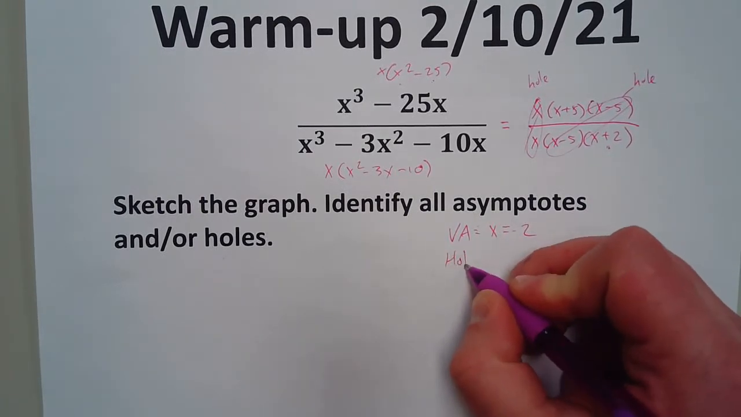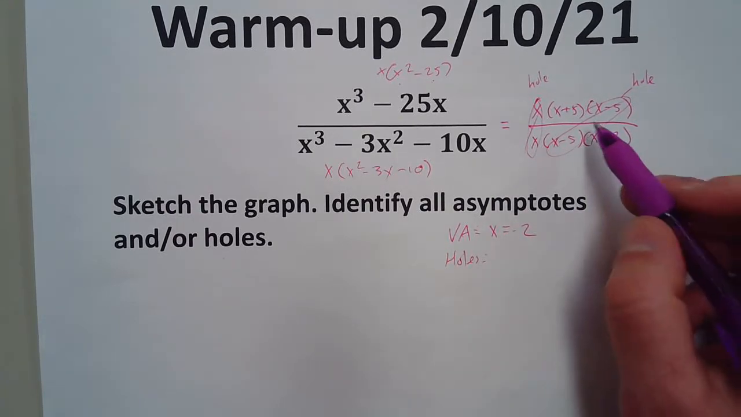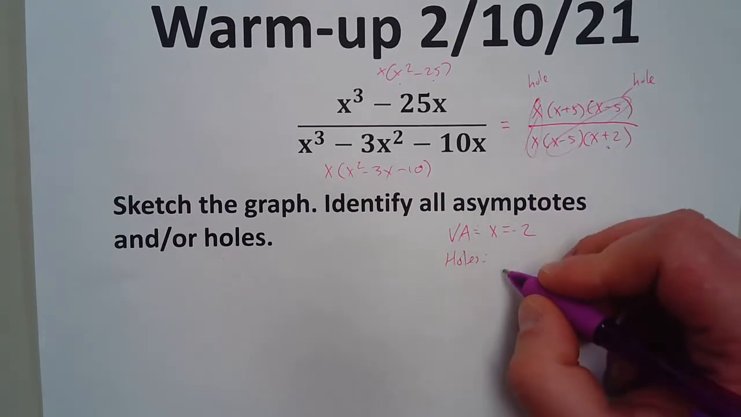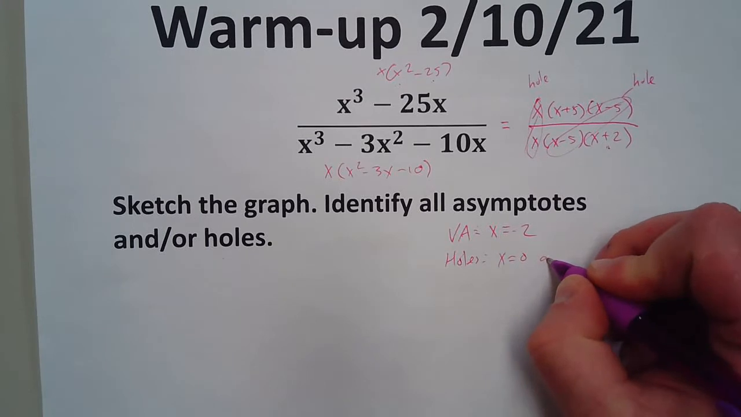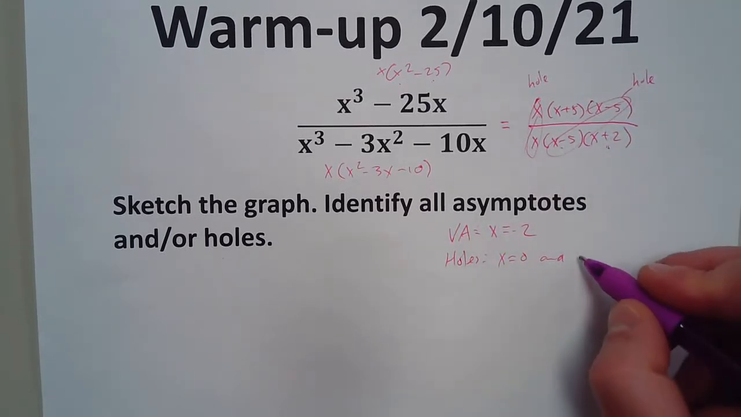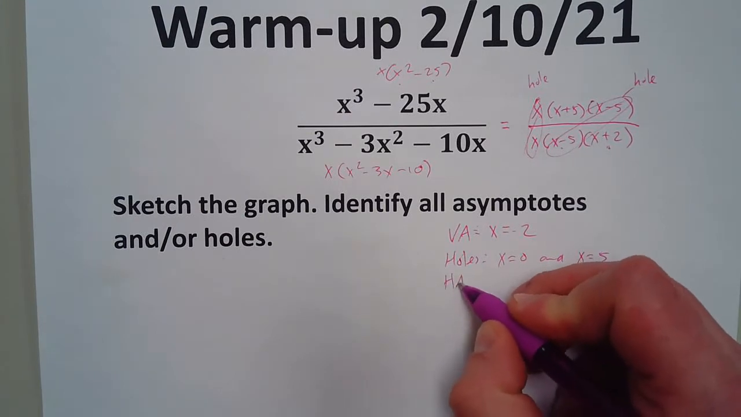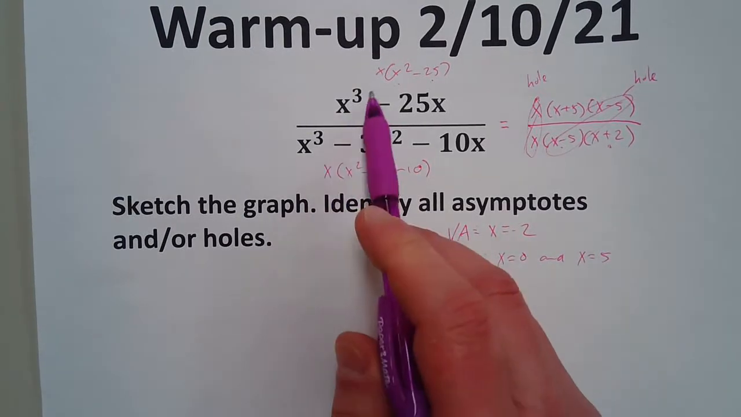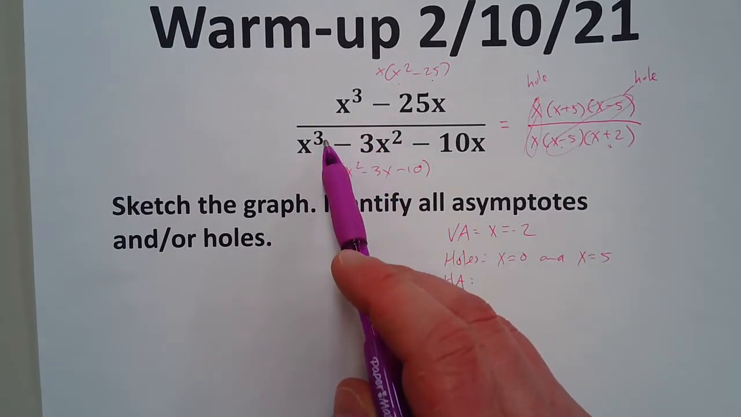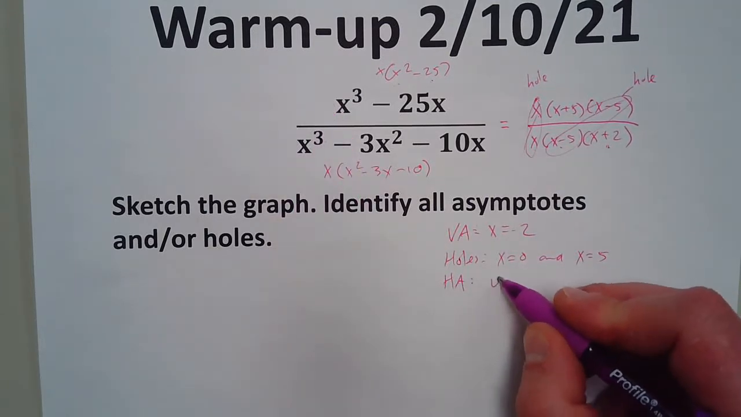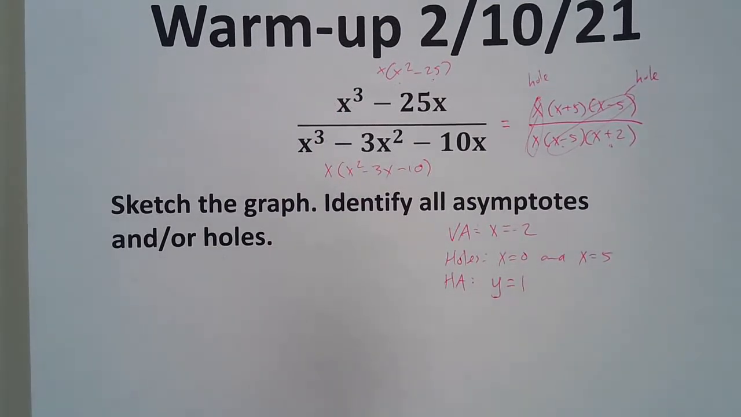We're going to have holes at 0 and 5. And then for the horizontal asymptote, we have matching degrees, so we can divide their coefficients. 1 divided by 1 is just going to be y equals 1. All right, so there's everything. Let's get to sketching.